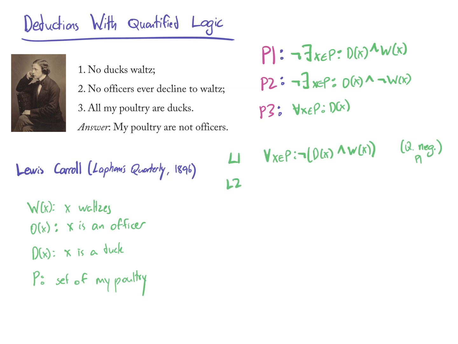Okay, next I'm going to keep going. Line 2. For all x in P, I'm going to move the negation inside the AND operator using De Morgan's law. So I get for all x in P, not D of x or not W of x. And this is De Morgan's with line 1.